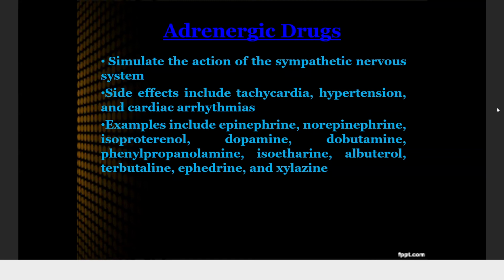Alright, that's for adrenergic drugs. Any question? It's quite simple, quite straightforward. So I will show you the effects of adrenergic and adrenergic blocking agents that I combined, both of these drugs, into one table.